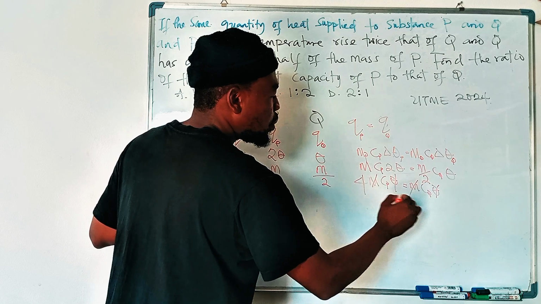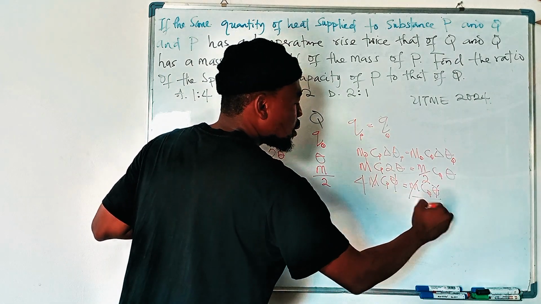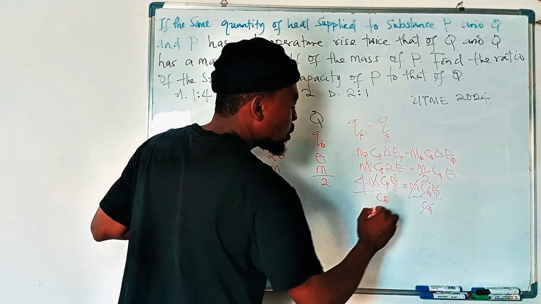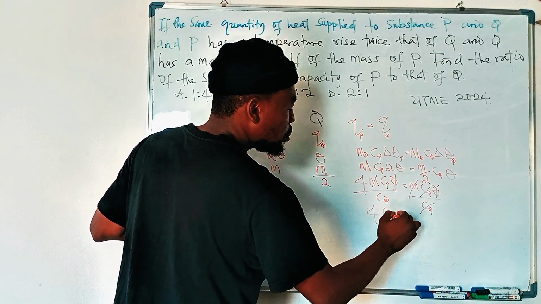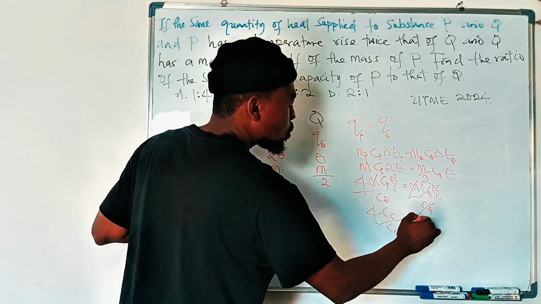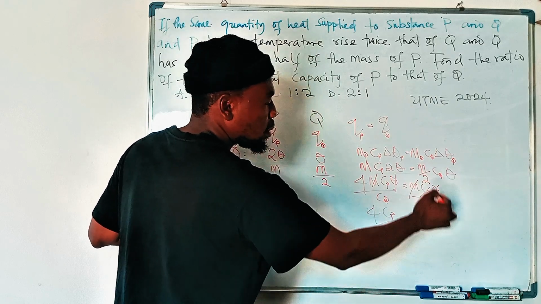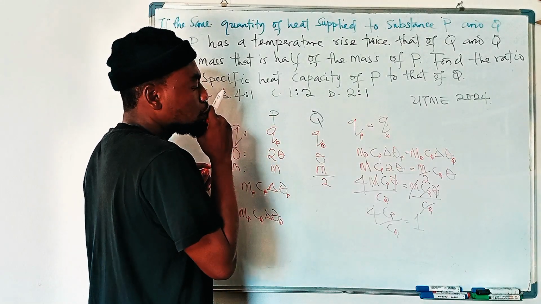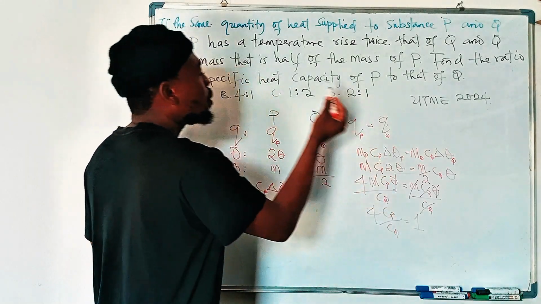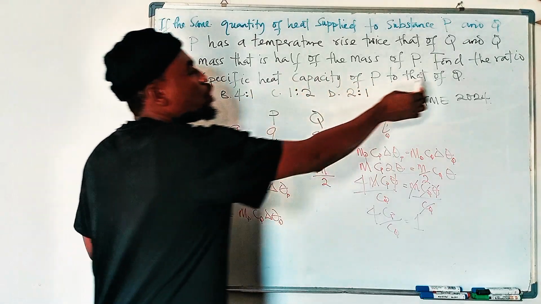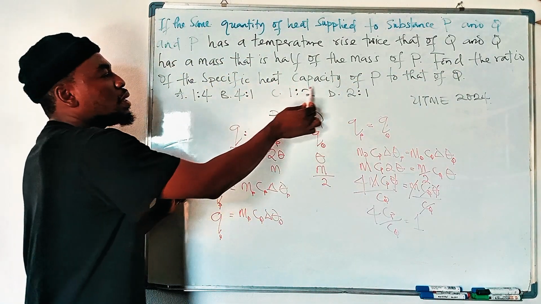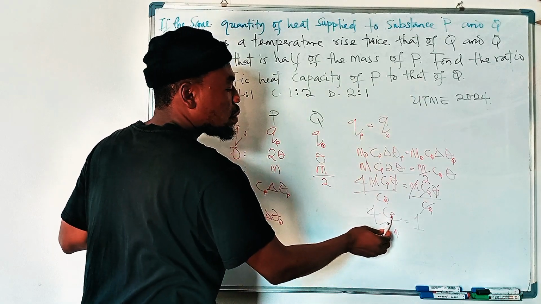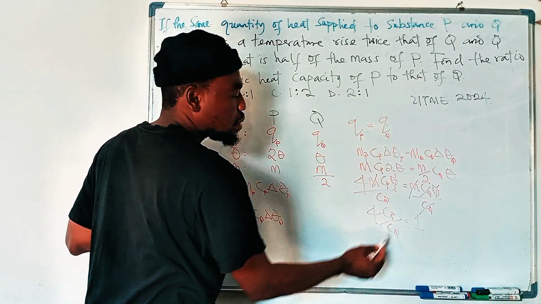Right? If I divide both sides by CQ, this will cancel this. So 4 CP over CQ is equal to 1 because there is nothing left here. So everything will become 1. We are looking for what? CP over CQ because they said, find the ratio of the specific heat capacity of P to that of Q. This is the specific heat capacity of what? P. This is the specific heat capacity of Q.